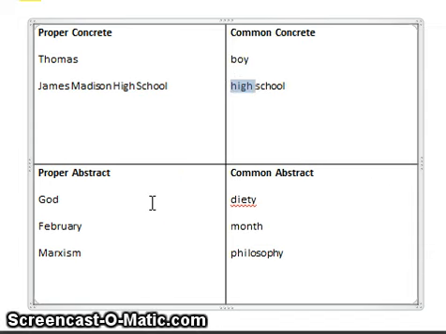Proper abstract. These are probably the hardest to generate ideas of yourself. I imagine if I cut you loose and said, tell me about a proper abstract noun, you'd have some trouble coming up with them. But think about something like God. Certainly the Christian concept of God is a specific thing that deserves its proper name, but it's abstract. It's hard to observe. February as a month, kind of hard to observe. A complicated philosophy like Marxism, okay? You can see it in action, but in and of itself, it's going to be abstract, something we can conceptualize, but we can't touch, we can't hold.